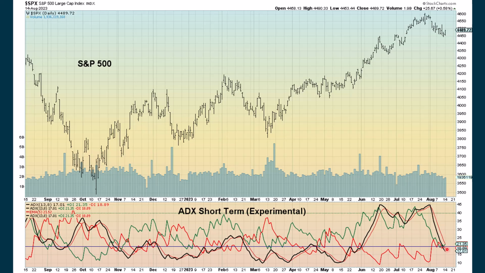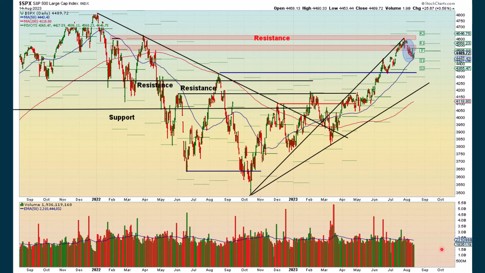The ADX has dropped below 20. The green line is on top. It's hard to see. It's below its moving average. So we've gone into a trendless environment in the short term. The daily chart is showing how we came down to the 50-period moving average and we were able to bounce up off of that. We're wondering if that will hold. On the bottom, we see where volume continues to drop off.